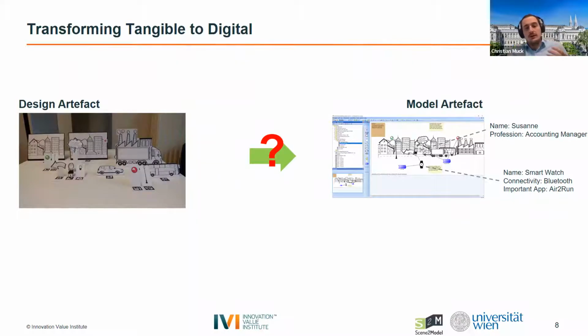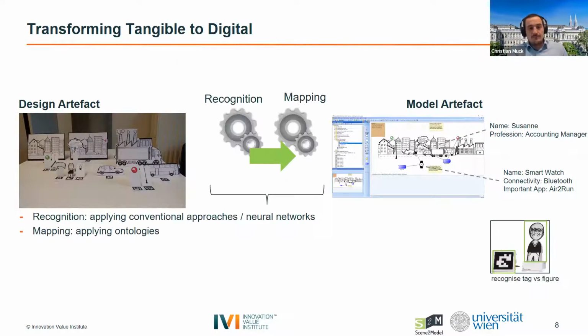Therefore, we identify two steps that must be taken. One is recognition, and the other one is the mapping approach. So first of all, we have to identify the paper figures or the objects that were used in the scene and the position. This can be done, of course, in different ways. For example, putting a tag on it or something more conventional, like adding to the paper figure something that is easily recognizable, or you can also have more sophisticated approaches like convolutional neural networks to really train them to identify the objects itself.